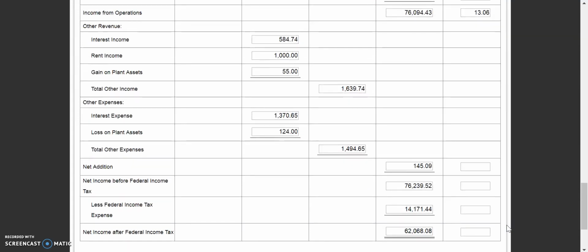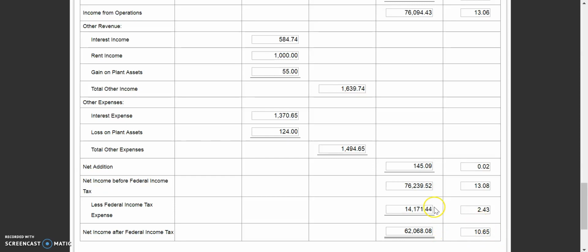Scrolling down, we also have our net addition from other revenue and expenses. When we do this, it's very small. It's 0.02 because it's only 145 divided by 582,000. And then we have our net income before federal income tax, which is 13.08. Our federal income tax adjustment is 2.43. And lastly, our net income after federal income tax is 10.65. So that's just doing our vertical analysis.